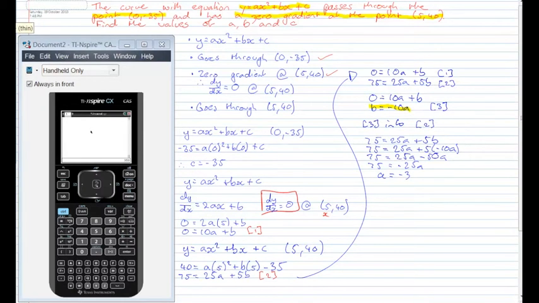I'm going to now use a equals -3 to find b. I can substitute that into equation 3. So I get b is equal to -10a, therefore b is equal to -10 times -3, and -10 times -3 gets you 30. Therefore y is equal to -3x squared plus 30x minus 35 with our a, b and c values in.